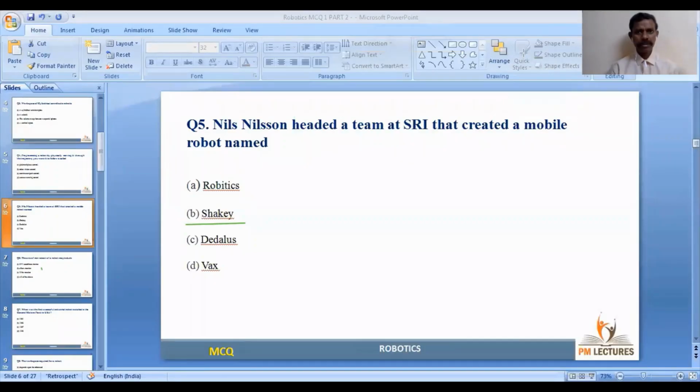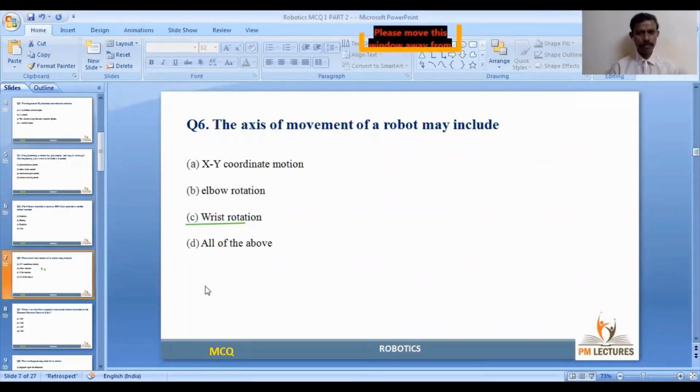Next question. Sixth question. The axis of movement of a robot may include option A, XY coordinate motion, option B, elbow rotation, option C, wrist rotation, option D, all of the above. So for the sixth question, all of the above is the correct answer. Option D is the correct answer.